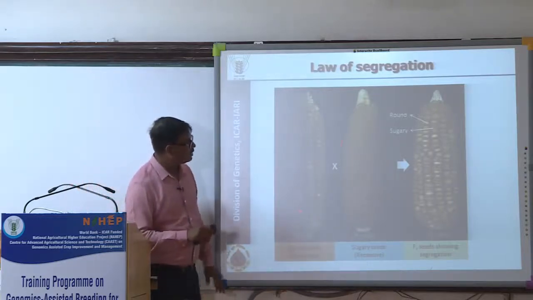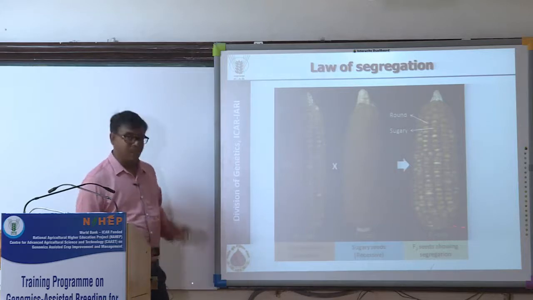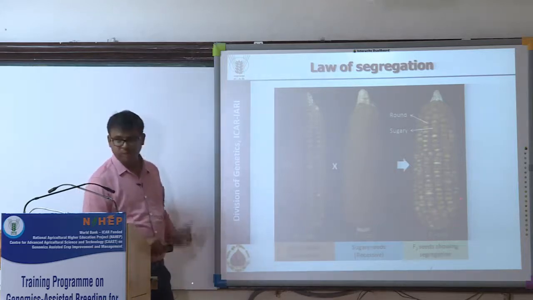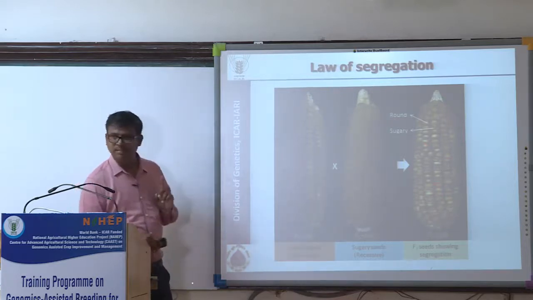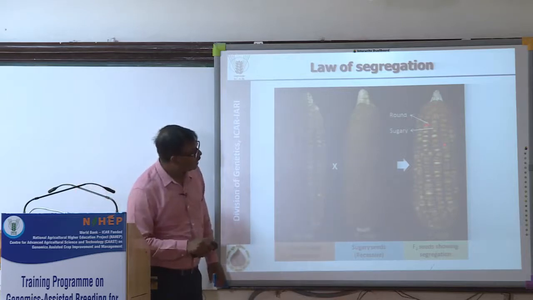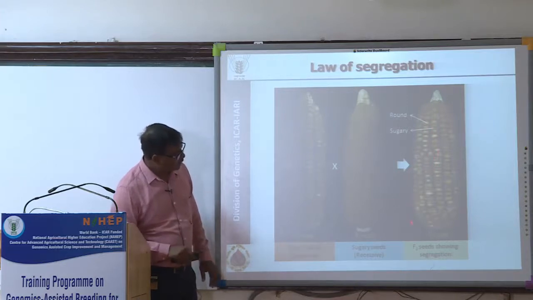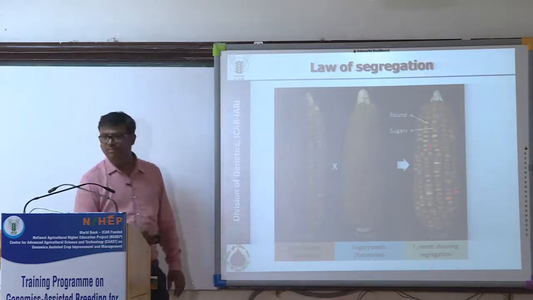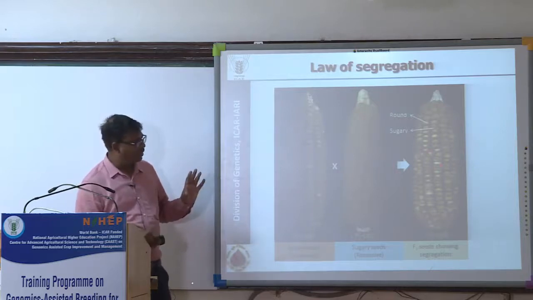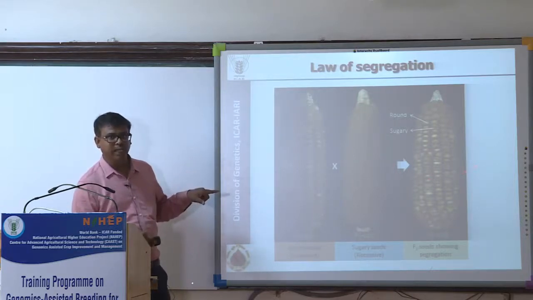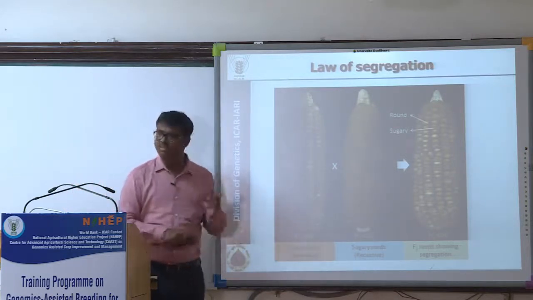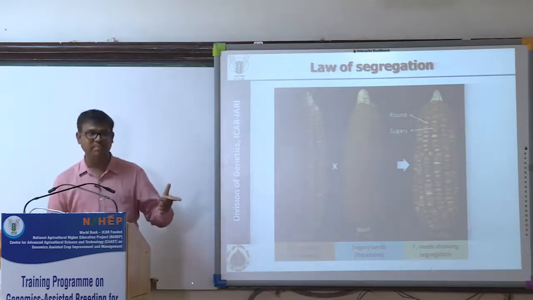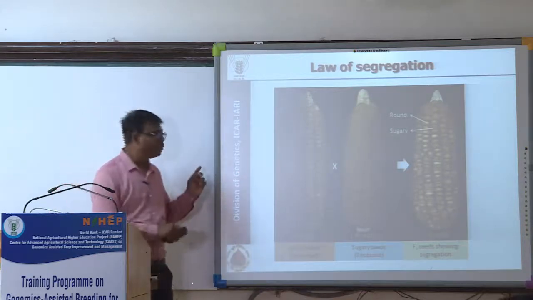So this is the dominant, this is the recessive, and this is the F1 plant once you grow it. This is the F1 cob. The F1 cob will be produced by the F1 plant, and these seeds are what? F2 seeds. Now if you see, these are the round and these are the wrinkled ones, which we call sugary. If you count, it is segregating exactly in 3:1. It is very clear that round is more than sugary. So here we can demonstrate very well, by giving a single ear, how segregation is happening. Segregation for the sugary gene, right?